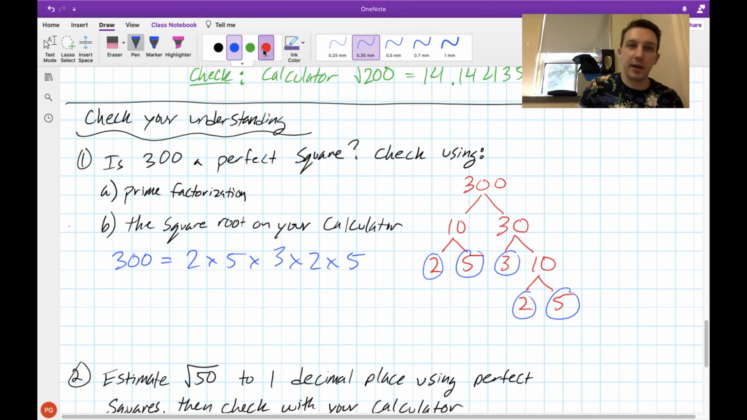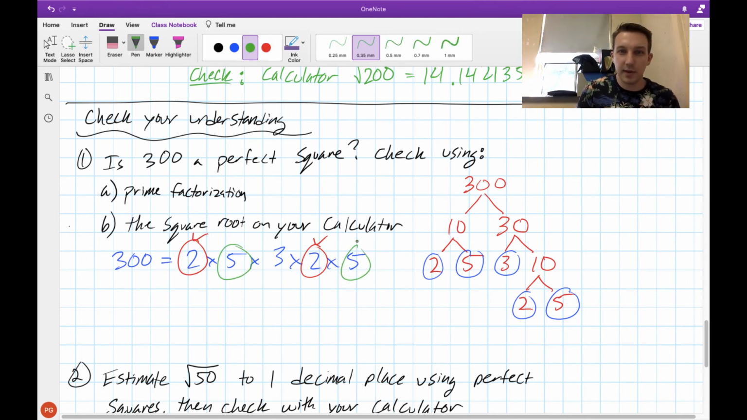Now let's see if we can pair them up. Well, we've got 2 2s here, so that's good. Those we can pair up. We've also got 2 5s. We can pair those up. But now we're left with 1 3. There's no pair for it. So since we can't pair up all of our numbers, this is not a perfect square.